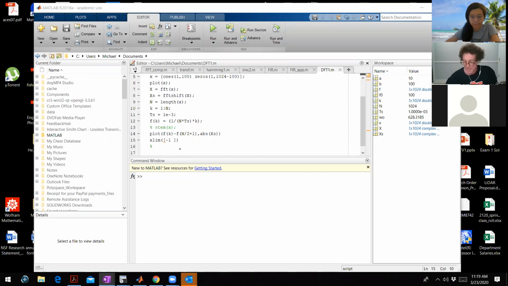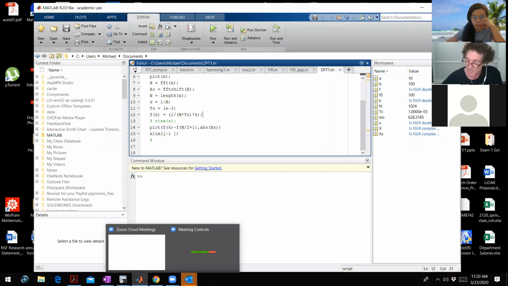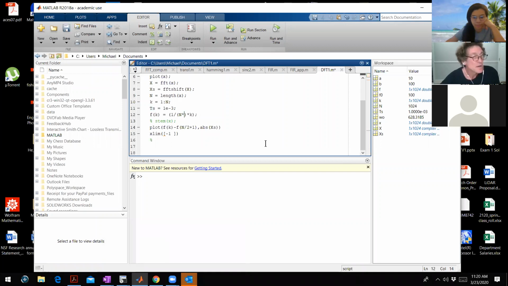That's exactly it. So let me do something for you here. If you look at this, I'm going to first get rid of Ts. Are you with me? Okay. What I've done here is I've gotten rid of the sampling rate that would put it in terms of hertz. This is not going to be periodic in 2 pi. It'll be periodic in 1. All right. Now, let's see what this looks like.